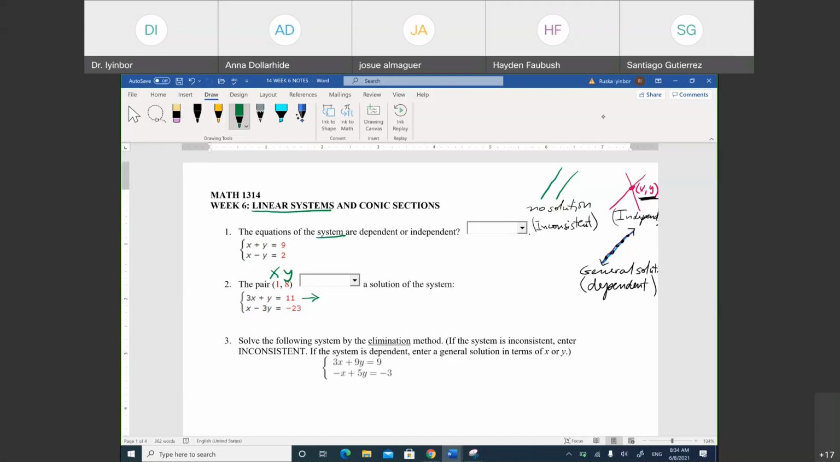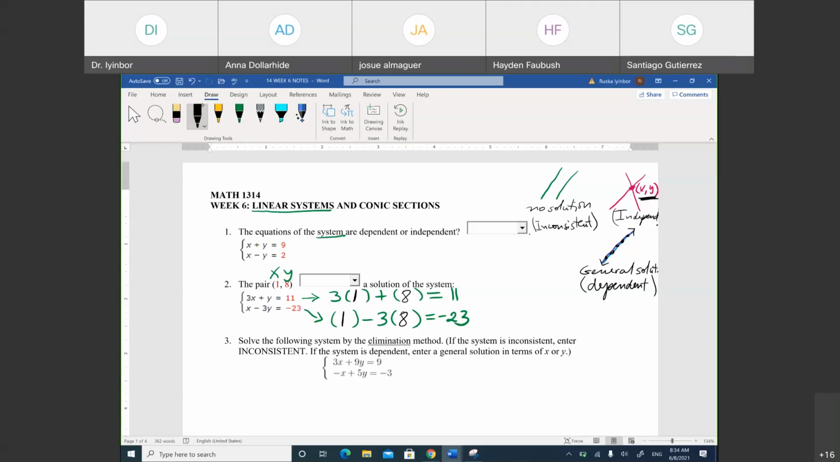So how do you plug it in? x is 1, so it's going to be 3 times 1 plus, I'm going to put the y here, equals 11. So I'm going to plug into the first equation, and you're also going to plug into the second equation. The second equation is x minus 3y equals negative 23. So what you're doing is replacing x with 1 in both, and replacing y with 8. And then you're going to double check.